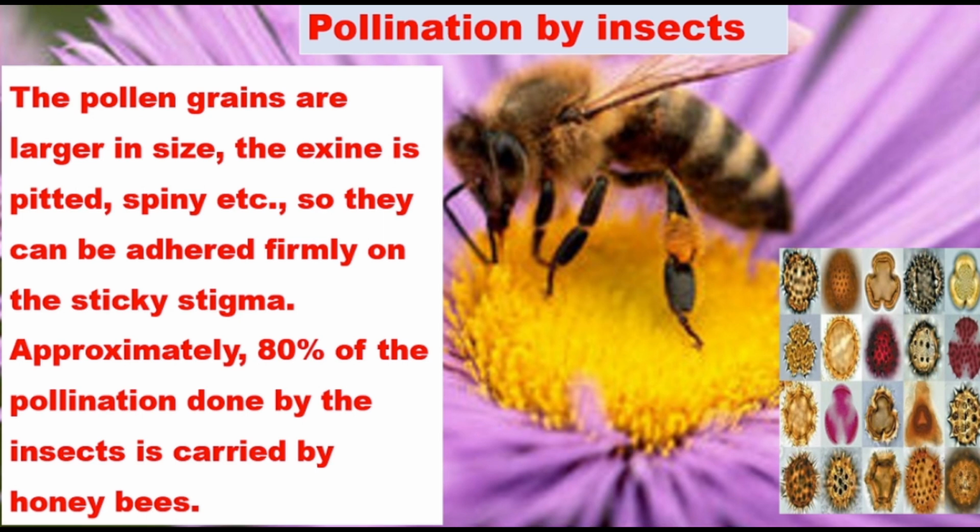Sticky stigma means the pollen can stick to the stigma of the flower. So when the pollen grains are deposited by the insects, the pollen grains can stick to the stigma. Approximately 80% of the pollination done by insects is carried out by the honeybee. So the honeybee has a vital role which helps pollination in plants when you compare it with the other insects.